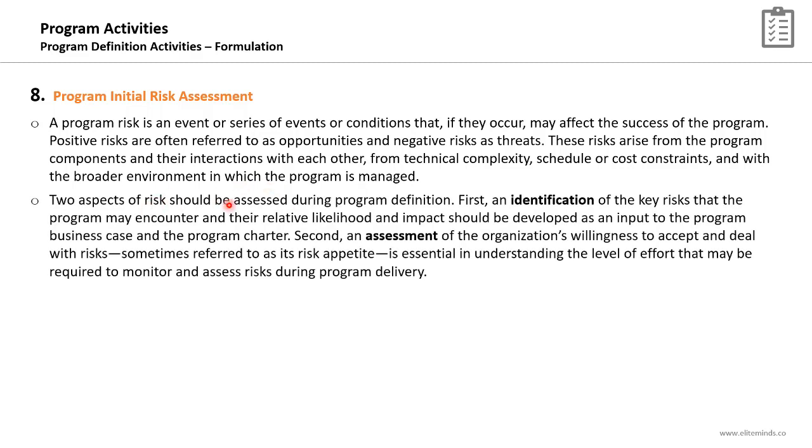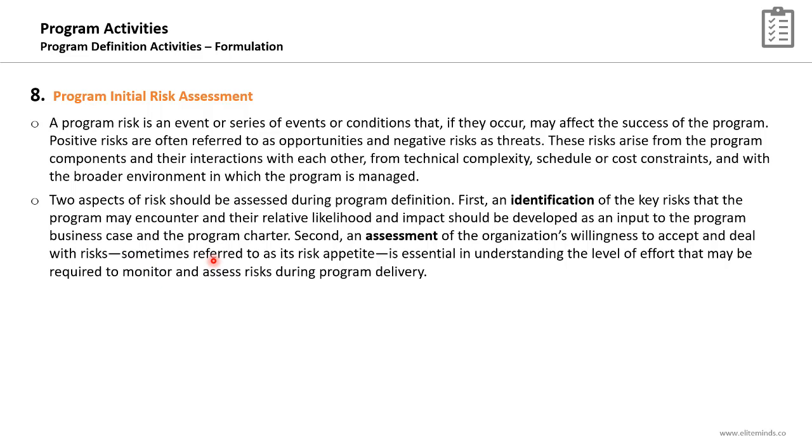Two aspects of risk should be assessed during the program definition phase. The first one is the identification part, an identification of the key risks that the program may encounter and their relative likelihood and impact should be developed as an input to the program business case and to the program charter. So high-level risks identified at the very early phases of the program will be documented as part of the program business case and the program charter.